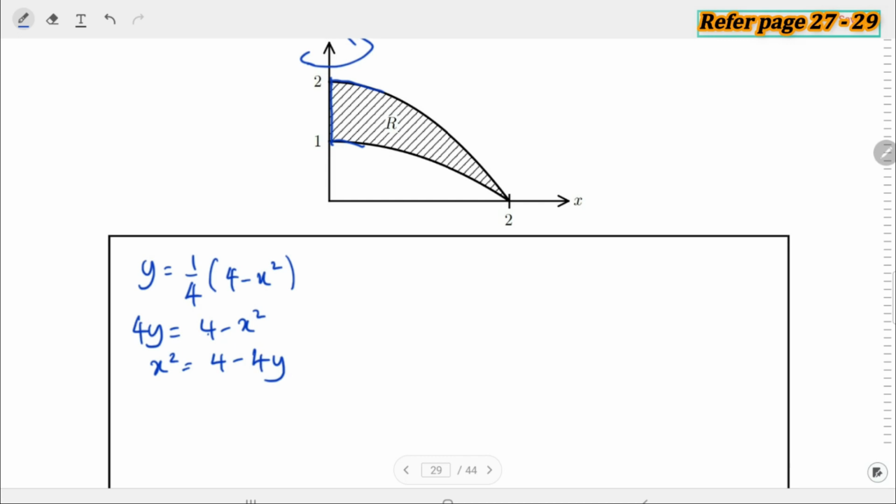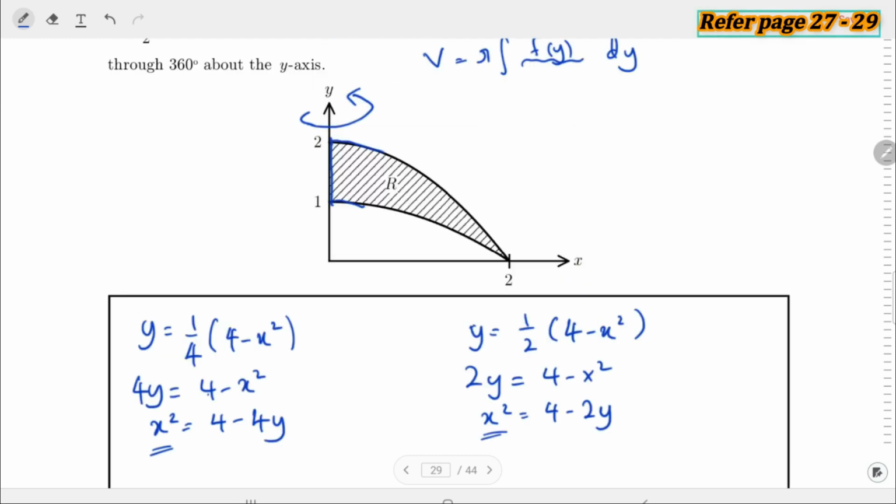And then the other curve, y equals 1 over 2 times (4 minus x squared). So 2y equals 4 minus x squared, and then x squared equals 4 minus 2y. I just let the function here be x squared, not x, because later in this formula we are going to use x squared.